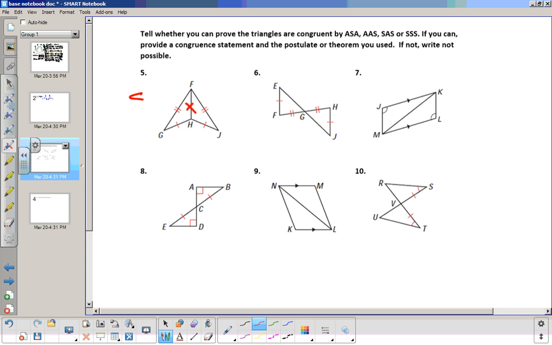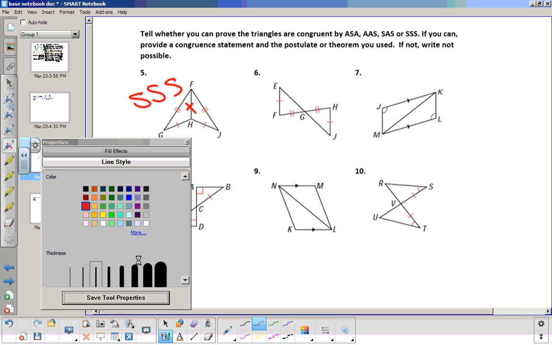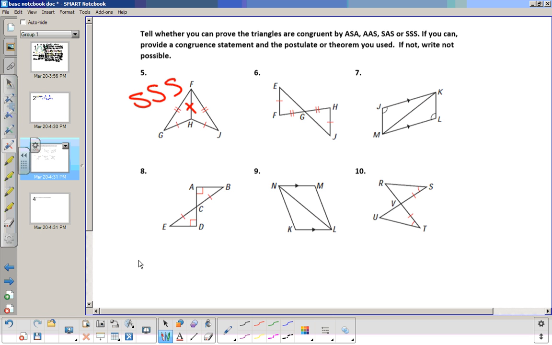So by side, side, side. I don't have any vertical angles and no real way, sorry, I'm adjusting my line thickness, no real way to get any angle information. So remember the reflexive property, right? That is your friend. The next one, I see vertical angles, and so I know those are congruent.